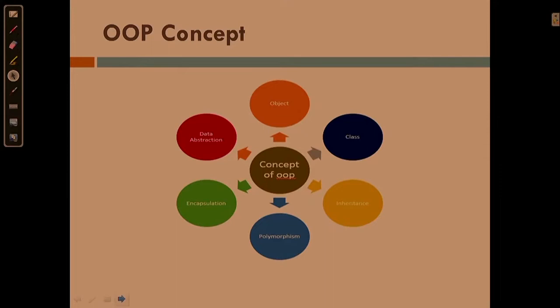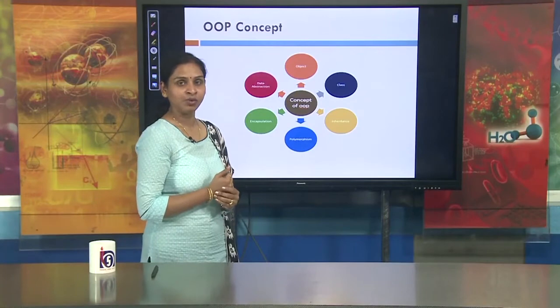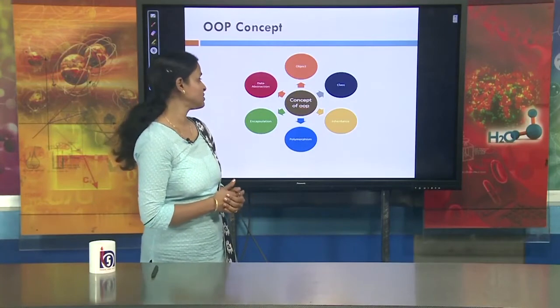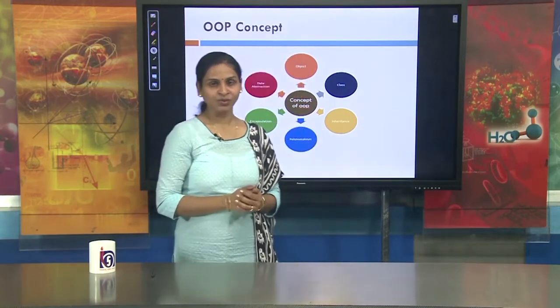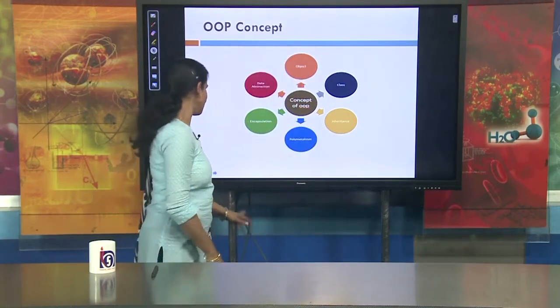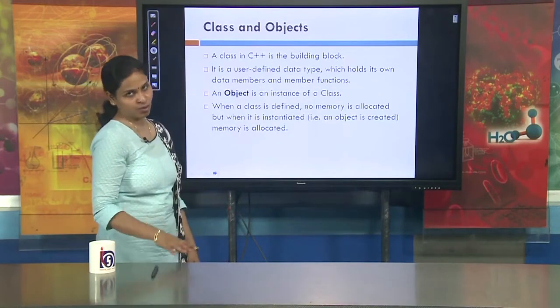So first is class. Class is nothing but a user defined data type. So using the class, we have to write a building block. First we have to write the structure of a program using the class. Then hum wo class ko access kaise kare. So using the object, we are using the class members. So what are these members? First we should see what is the basic structure of the classes and objects.